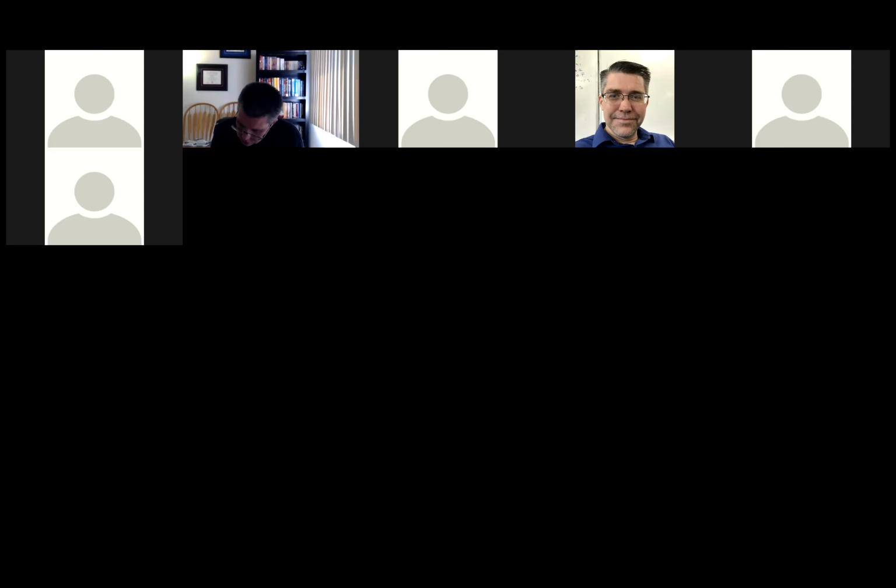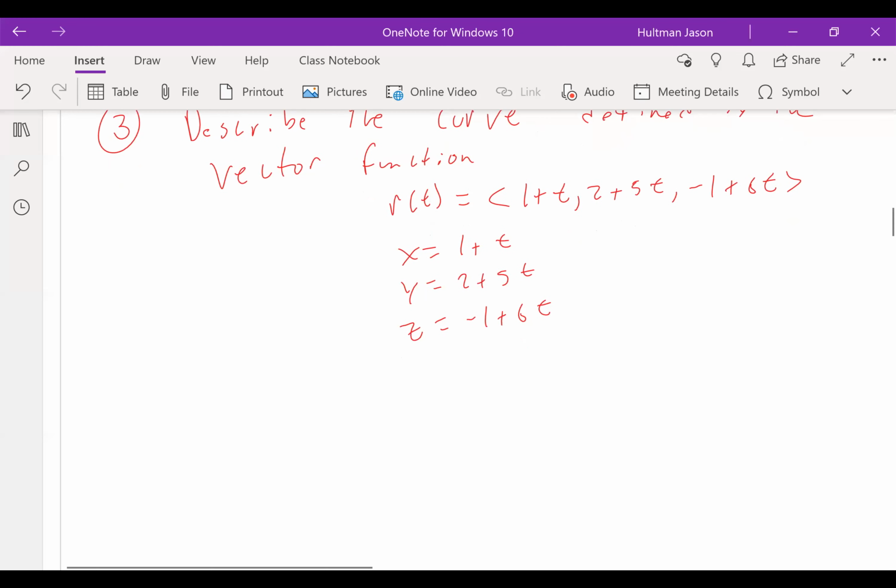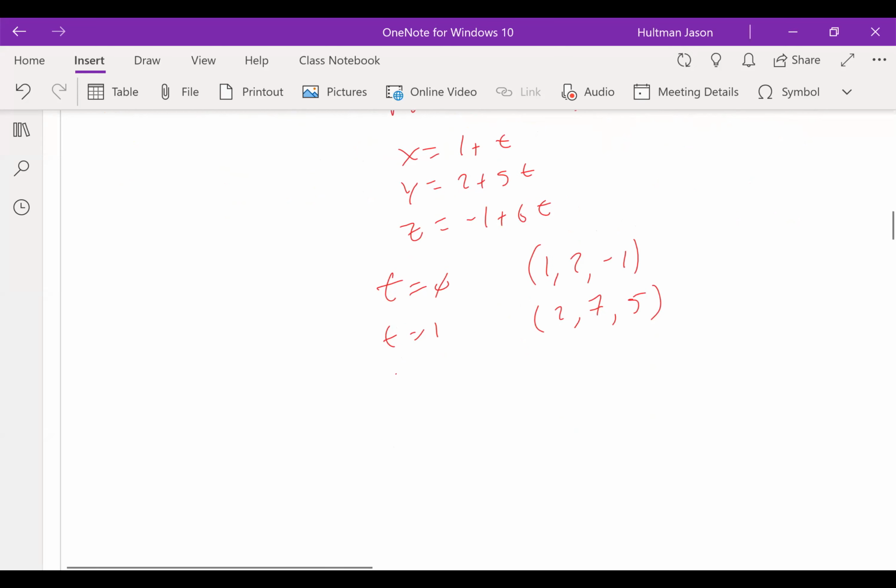Let's do it old school. Let's see what this thing's going to look like. Let's plot some points here. When t is equal to 0, this becomes 1, 2, negative 1. When t is equal to 1, this thing becomes 2, 7, and 5.